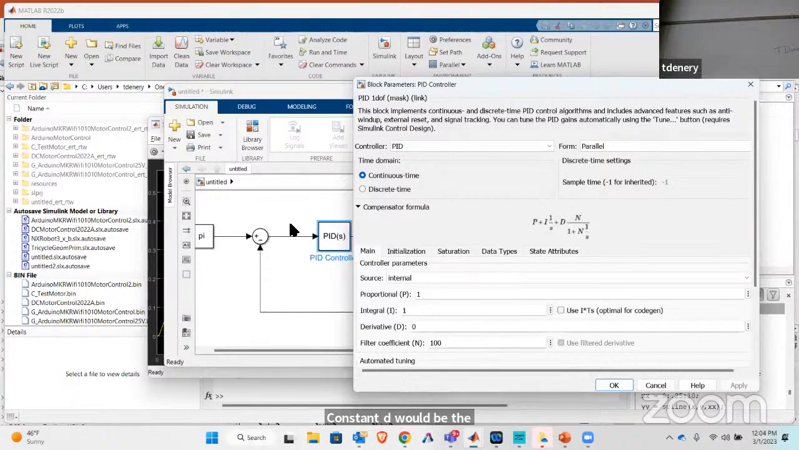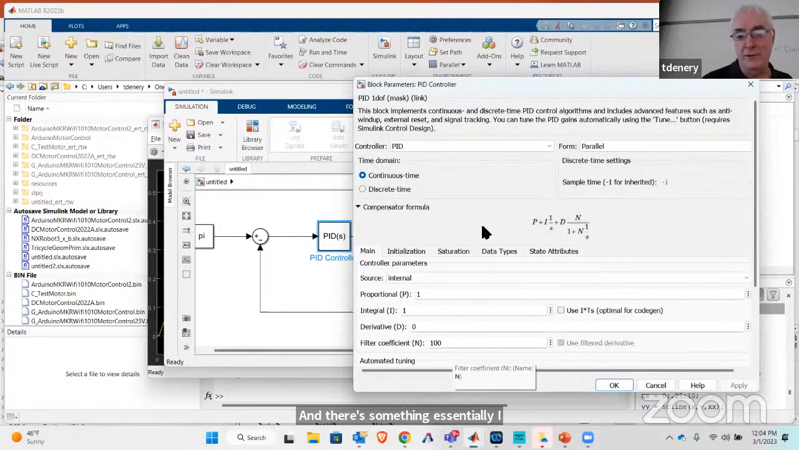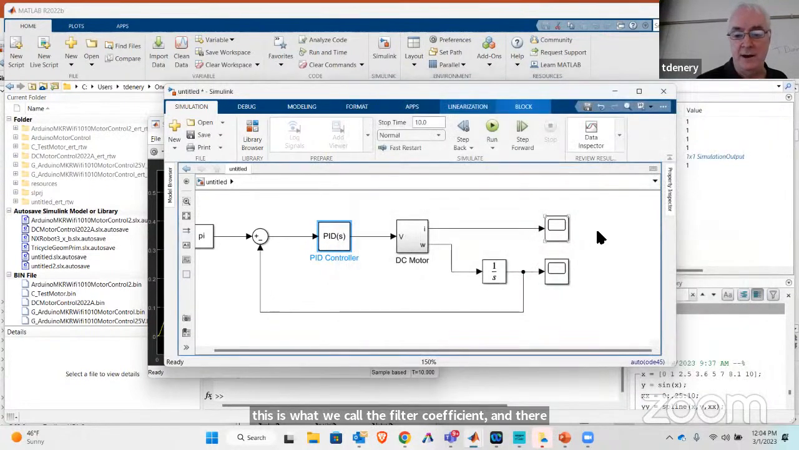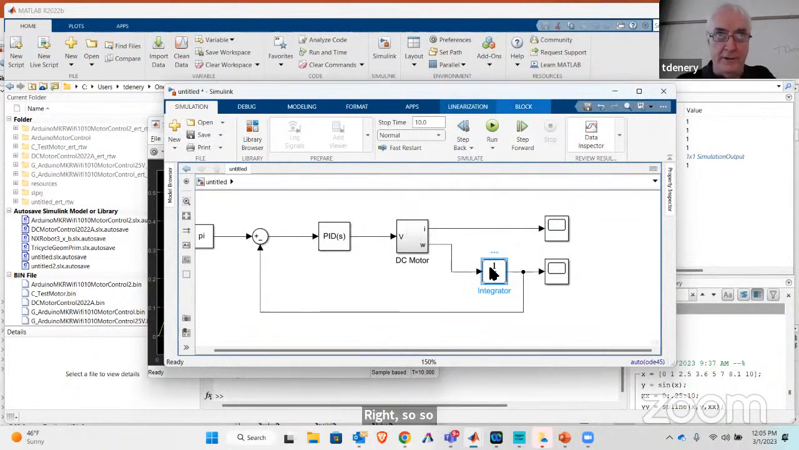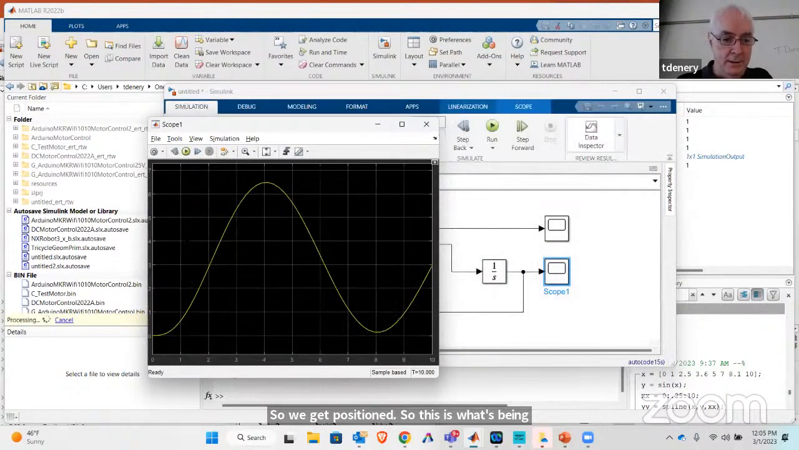We'll see the numerical derivative being performed for us, which you always have to use. And think of this as what we call a filter coefficient. There are 4 parameters that define this algorithm, which we're expressing pretty cleanly right there. So we chose to throw in this additional integrator so we get position. This is what's being controlled, and we're now telling it to go to pi.